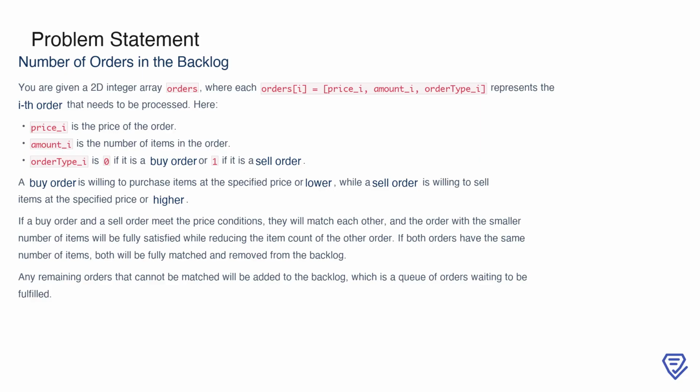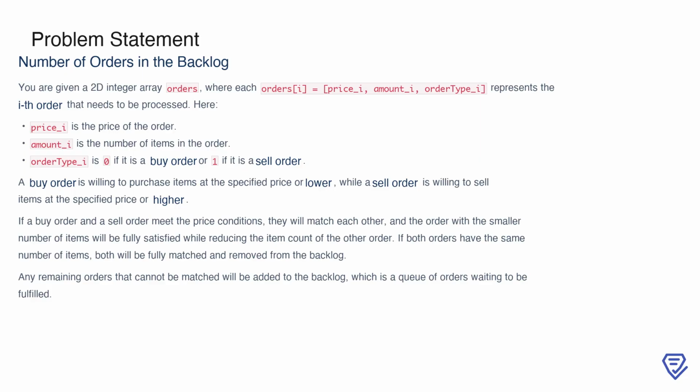In this problem, we are tasked with processing a series of orders represented as a 2D array called orders. Each order is represented by three values: price_i, amount_i, and order type_i. The price_i specifies the price associated with the order, the amount_i tells us the quantity of items in the order, and the order type_i determines whether it is a buy order or a sell order. A value of 0 for order type_i indicates a buy order, while 1 represents a sell order.